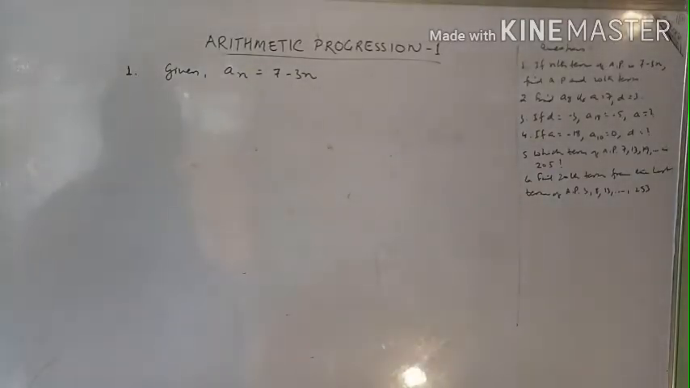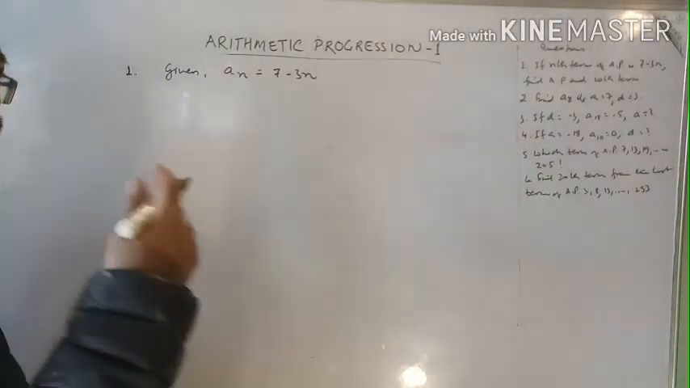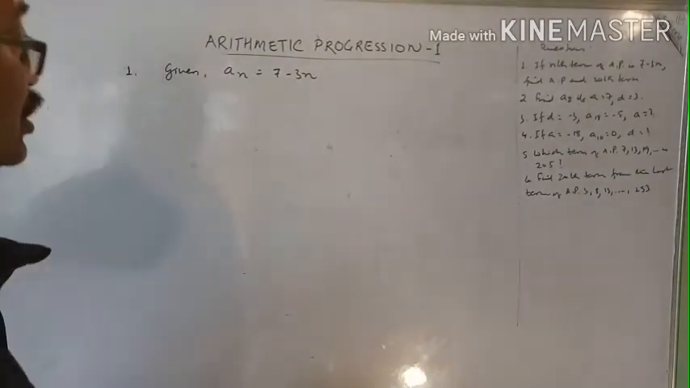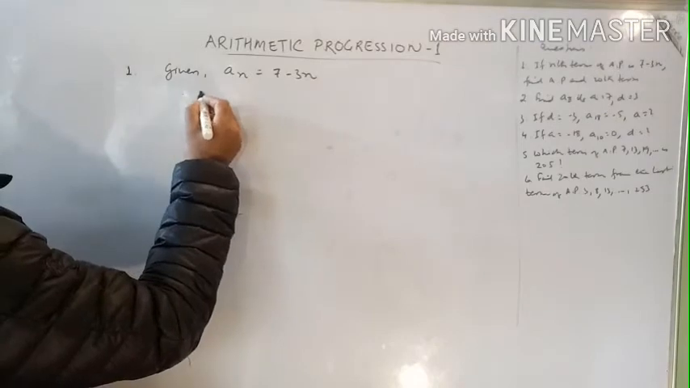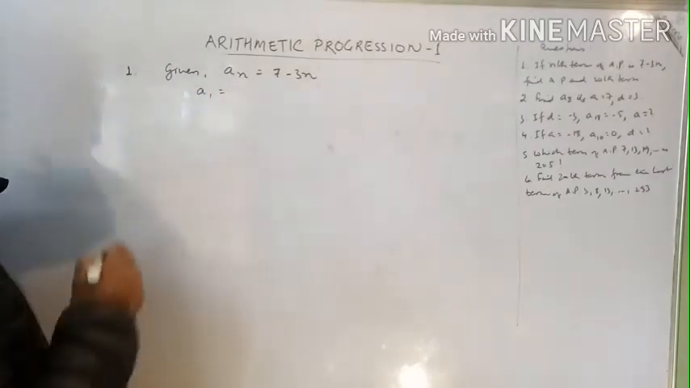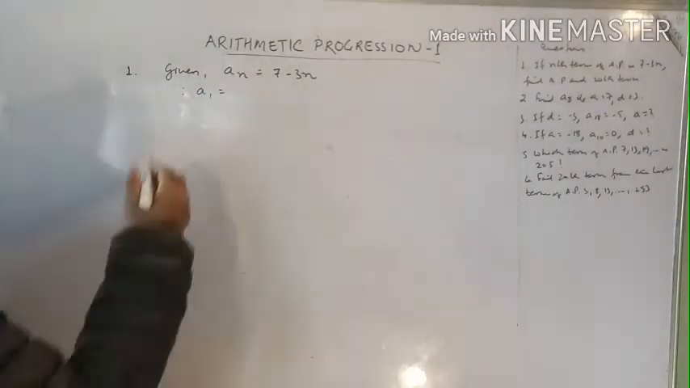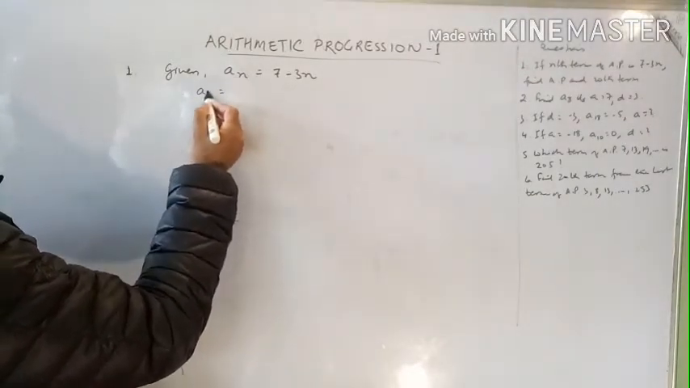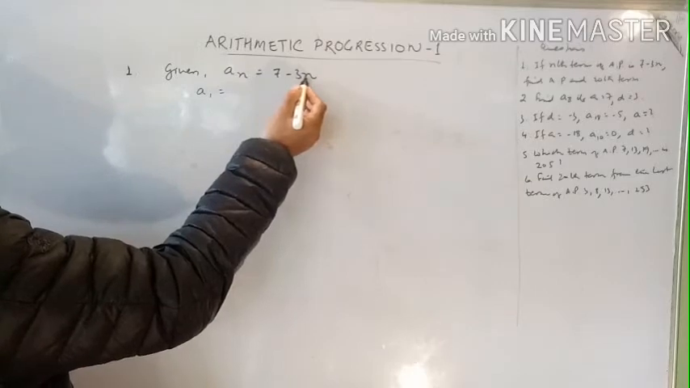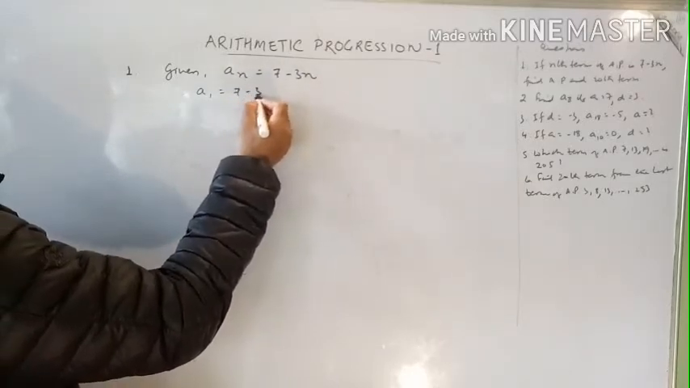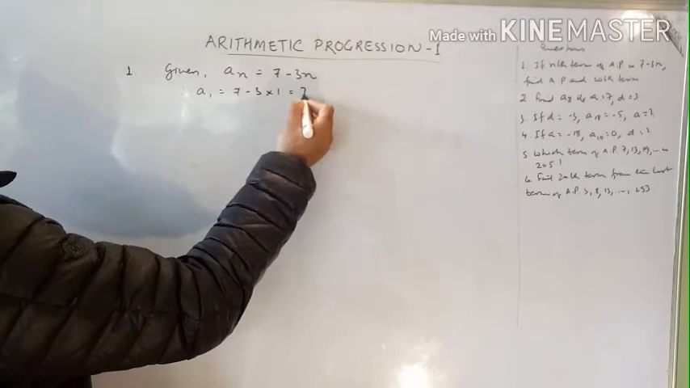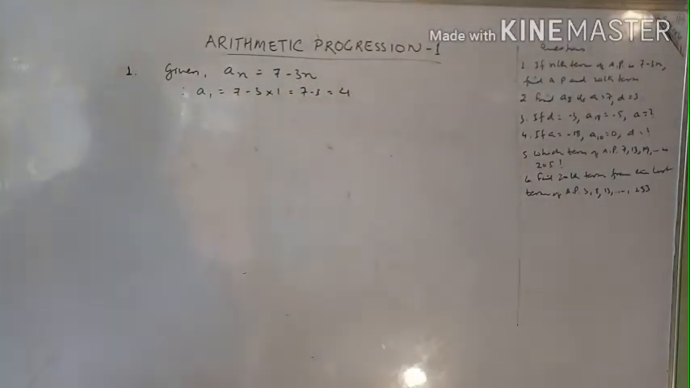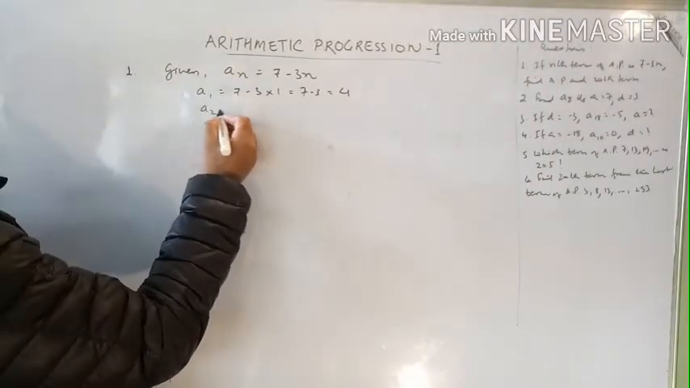Now to find the AP, we have to know the first term A1, A2, A3, A4, etc. So A1, which is the first term. Now how do you find A1? You replace n by 1 here. If you replace n by 1, you get A1. So 7 minus 3 into 1. So 7 minus 3, that is 4. So A1 is 4.